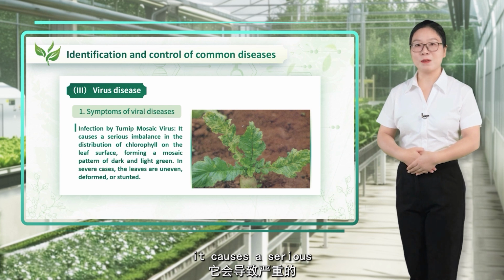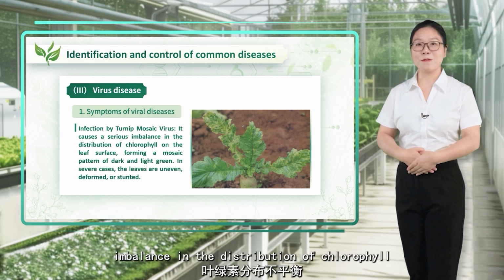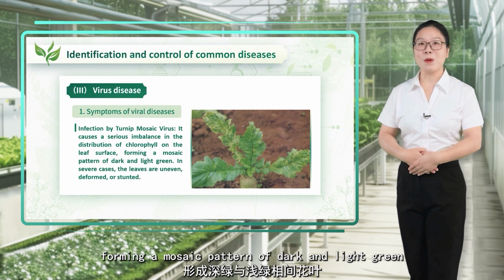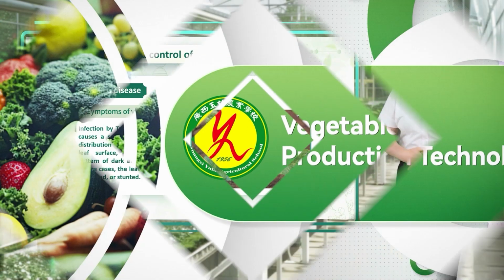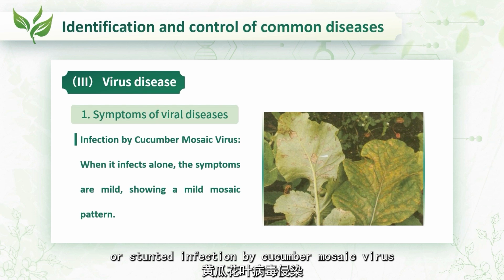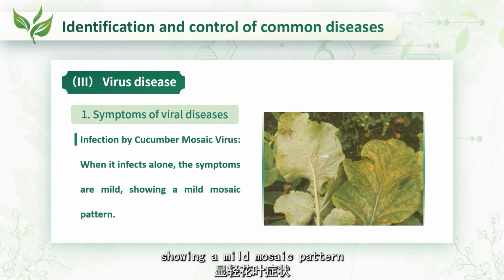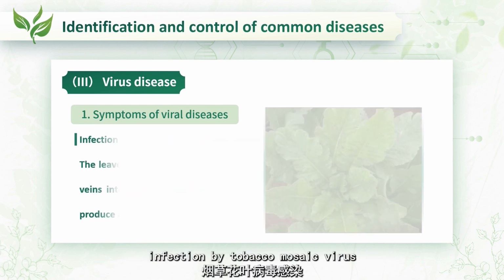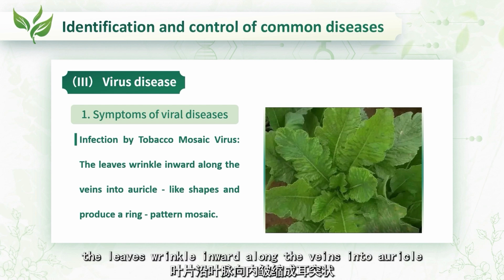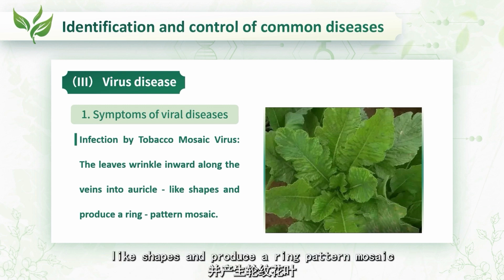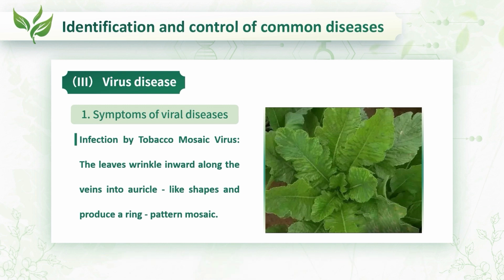Infection by turnip mosaic virus. It causes a serious imbalance in the distribution of chlorophyll on the leaf surface, forming a mosaic pattern of dark and light green. In severe cases, the leaves are uneven, deformed, or stunted. Infection by cucumber mosaic virus. When it infects alone, the symptoms are mild, showing a mild mosaic pattern. Infection by tobacco mosaic virus. The leaves wrinkle inward along the veins into auricle-like shapes and produce a ring pattern mosaic.